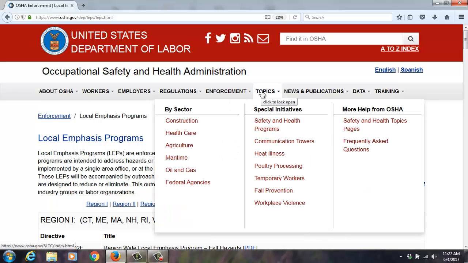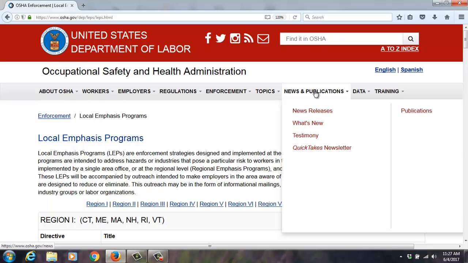Topics, so they've got them by sector, special initiatives, more help from OSHA. If you're just starting out using the OSHA website and you want more information on a particular standard, I think it's good to start with the safety and health topic pages or by sector, because they have really great information pages. Some are e-tools. They'll give you direct links to the standards that apply, but they give you a little bit more information. It's more applied, more practical. And then you can also download PDFs of their publications, which you'll find here.